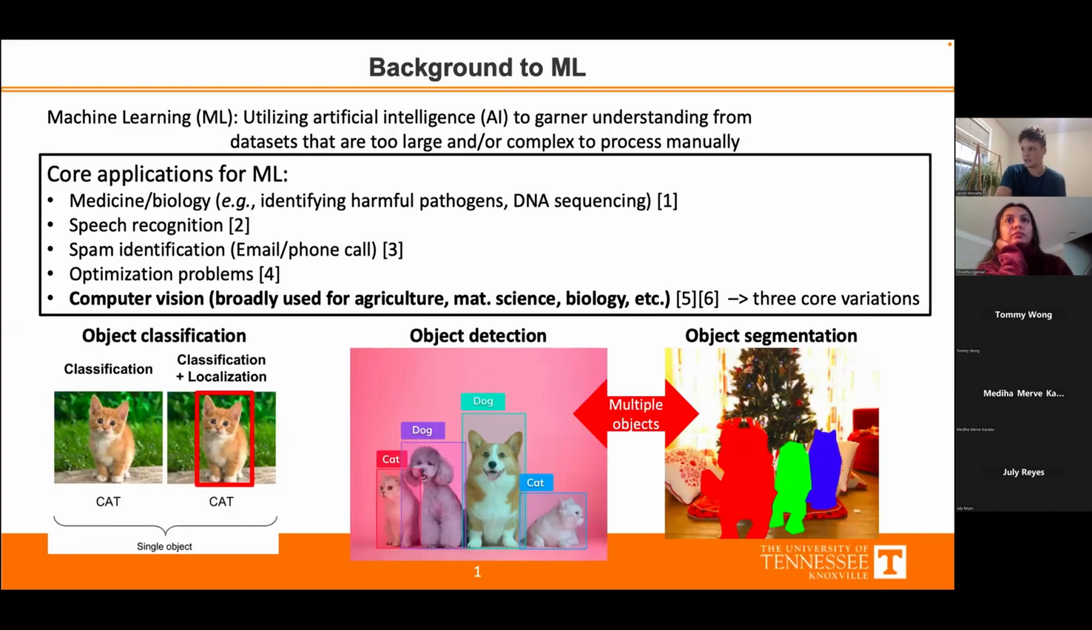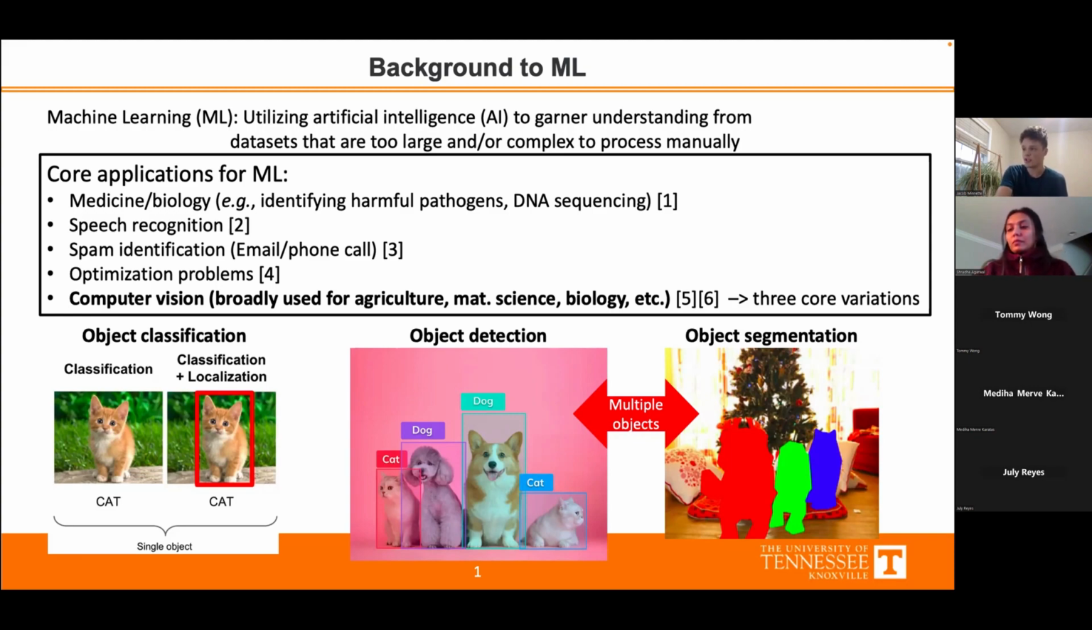Machine learning is just utilizing artificial intelligence to garner understanding from data sets that are either too large or too complex to process manually. It also has the added benefit of enabling several different forms of automation, such as autonomous driving. Some of the core applications I've just listed here: medicine, speech recognition, spam ID, optimization problems generally. And the focus of this talk is computer vision, which is in and of itself broadly used for several different industries, some of which I have listed here, but most relevant to us is, of course, material science.